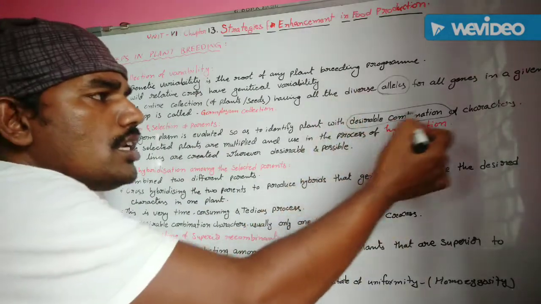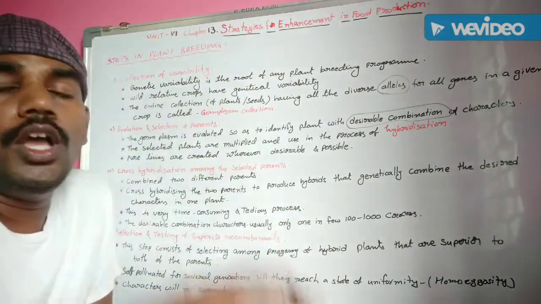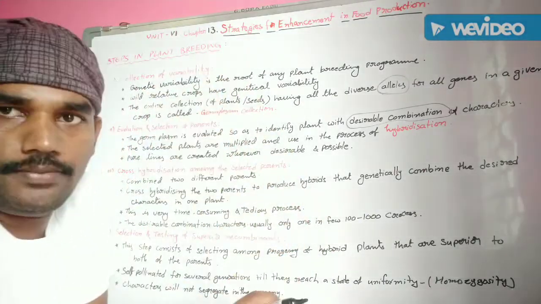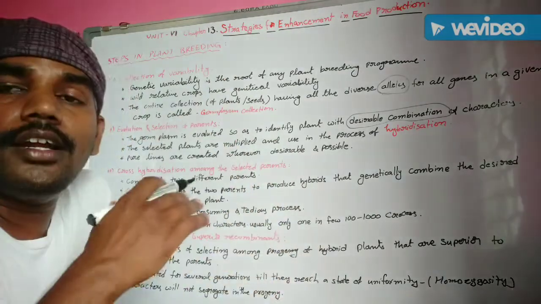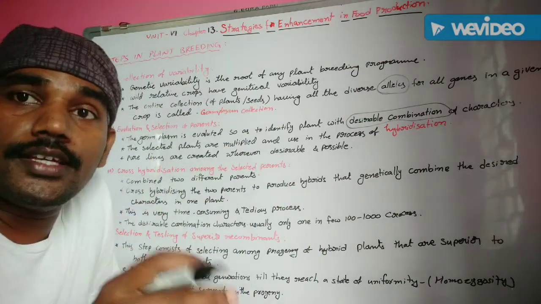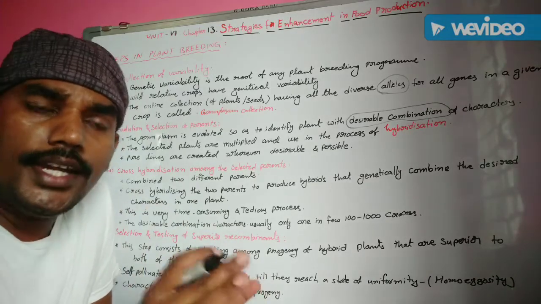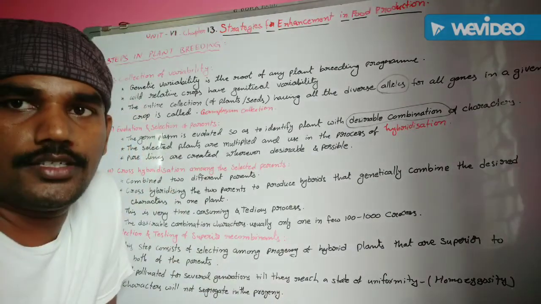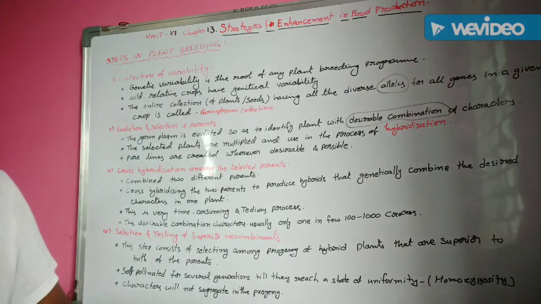In this way, we need the desirable combination of characters. Suppose one plant has disease resistance and another plant has high yield. One plant has high yield but not disease resistance. One plant gives low yield but has high disease resistance. So high yield and disease resistance are the desirable characters, and the parental plants containing these characters are evaluated.